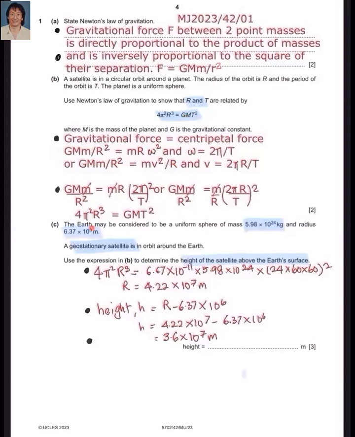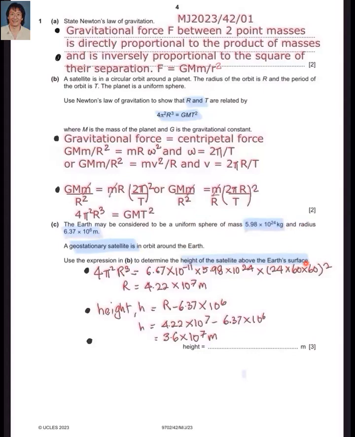And then the Earth may be considered to be a uniform sphere of mass 5.98 times 10 to the power 24 kilogram and radius 6.37 times 10 to the power 6 meter. A geostationary satellite is in orbit around the Earth. Use the expression in B to determine the height of the satellite above the Earth's surface.